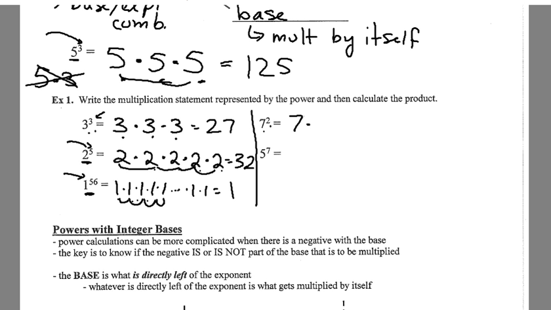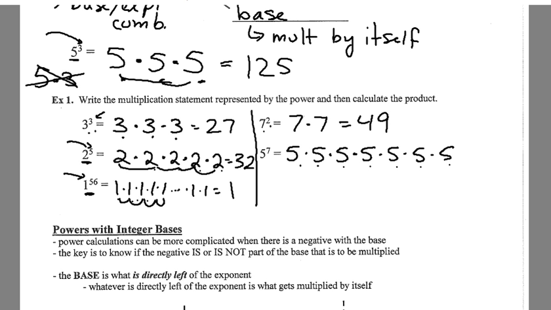It needs to be a factor twice. So 7 times 7, 49. And the last one here right now, 5 to the 7. Well, 5 is our base, and we want to have it as a factor 7 times. So I need 1, 2, 3, 4, 5, 6, 7 5s, because that's what my exponent is.